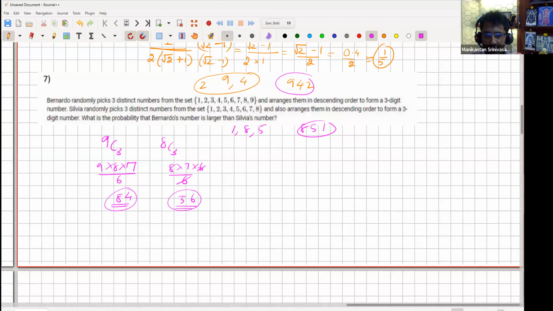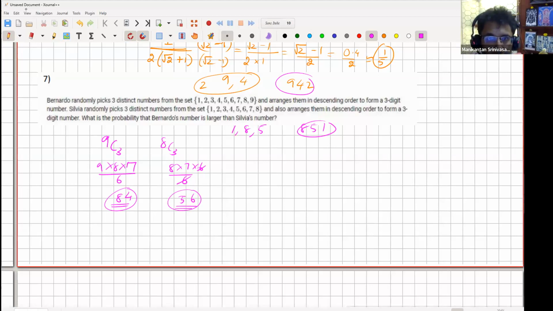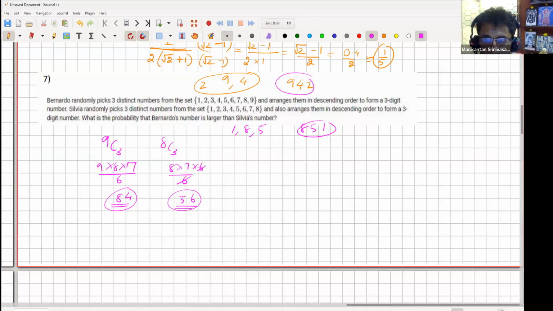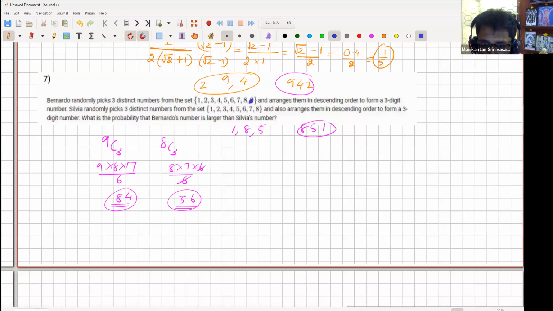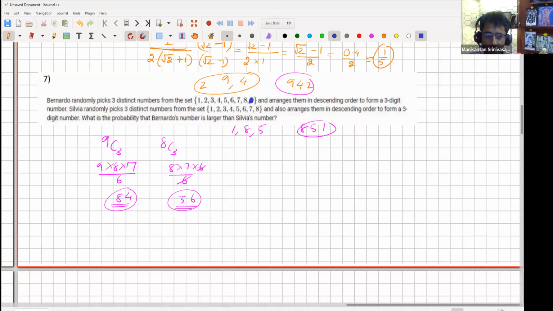Okay. So clearly Bernardo has an advantage because he has a 9, right? So let's do one thing. Let's first solve the problem where he does not have this advantage. Let's say he is also 1 to 8, and Sylvia is also 1 to 8. It's a relatively simpler problem. Can you guys target this one first? Both have 1 to 8, 1 to 8. How will you do this?